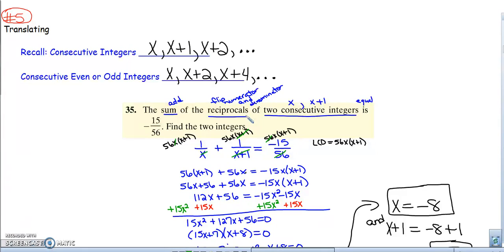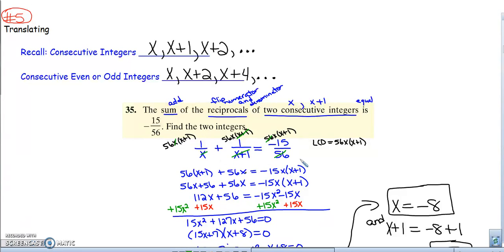The sum of the reciprocals of 2 consecutive integers is negative 15 over 56. Find the 2 integers. So looking at keywords, sum means addition, so I'm going to be adding the reciprocal. Reciprocal means to flip the numerator and denominator. So I'm finding the reciprocal of 2 consecutive integers. Well, consecutive, remember, is represented x and then x plus 1 for the first 2. Is, remember, means equals negative 15 over 56. So here we have the first consecutive, its reciprocal, flipping it, would be 1 over x. The second consecutive, its reciprocal would be 1 over x plus 1, equals the negative 15 over 56.